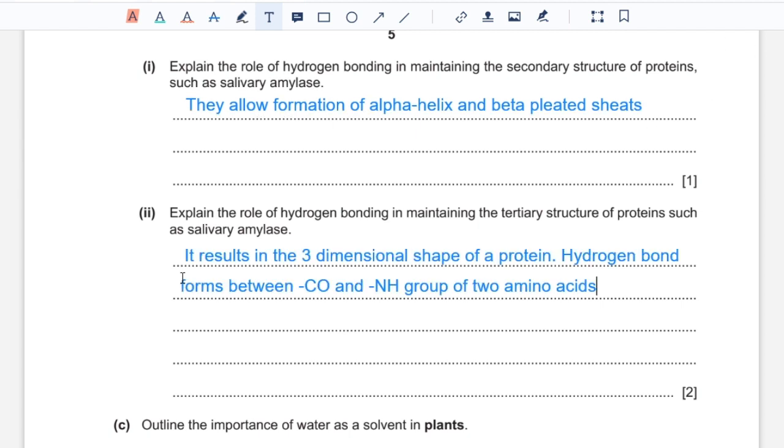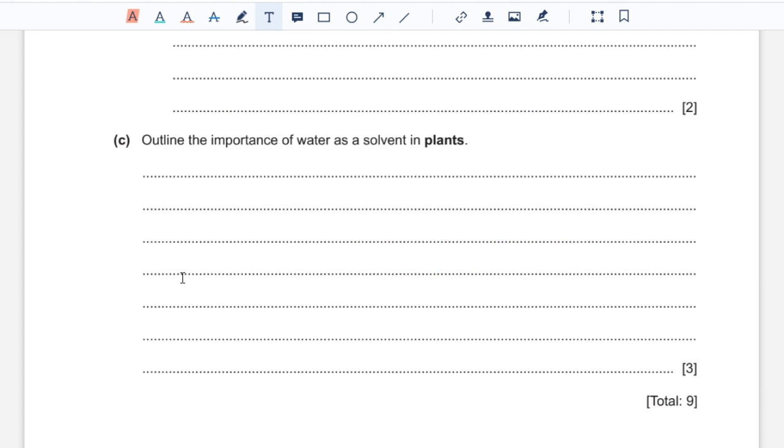C. Outline the importance of water as a solvent in plants. So water is used as a solvent in both of the transport vessels, phloem and xylem. In the xylem, it's used to transport the mineral ions, and in the phloem, it's used to transport assimilates. And for the third mark, you can mention how it's also used to dissolve solutes inside the vacuole of a plant cell.